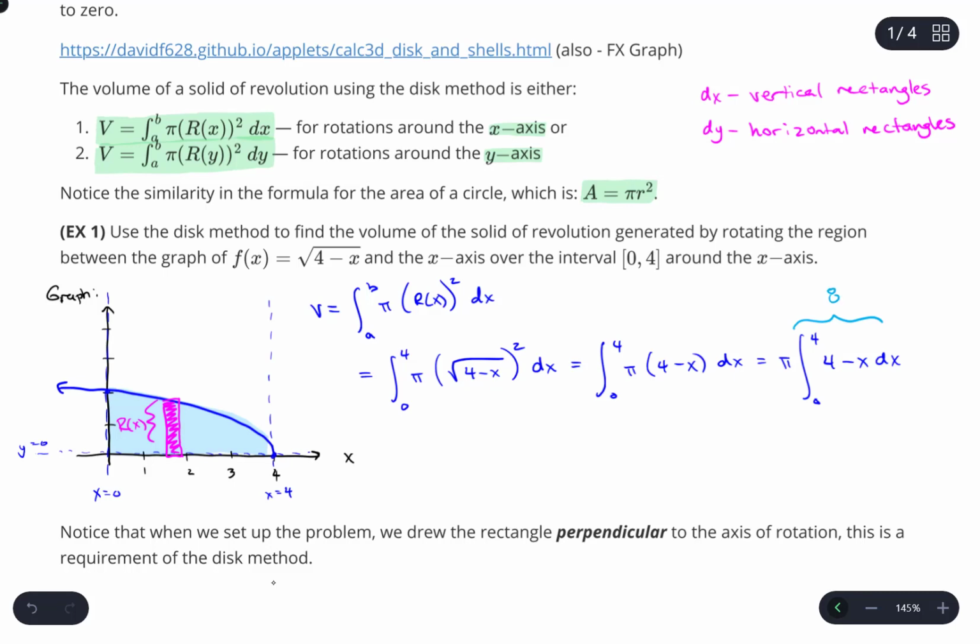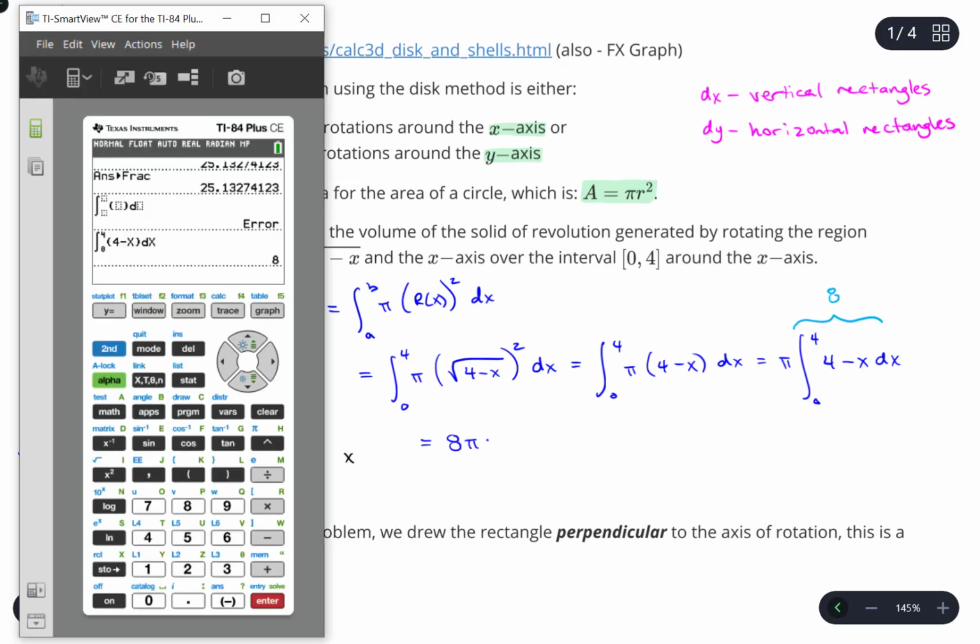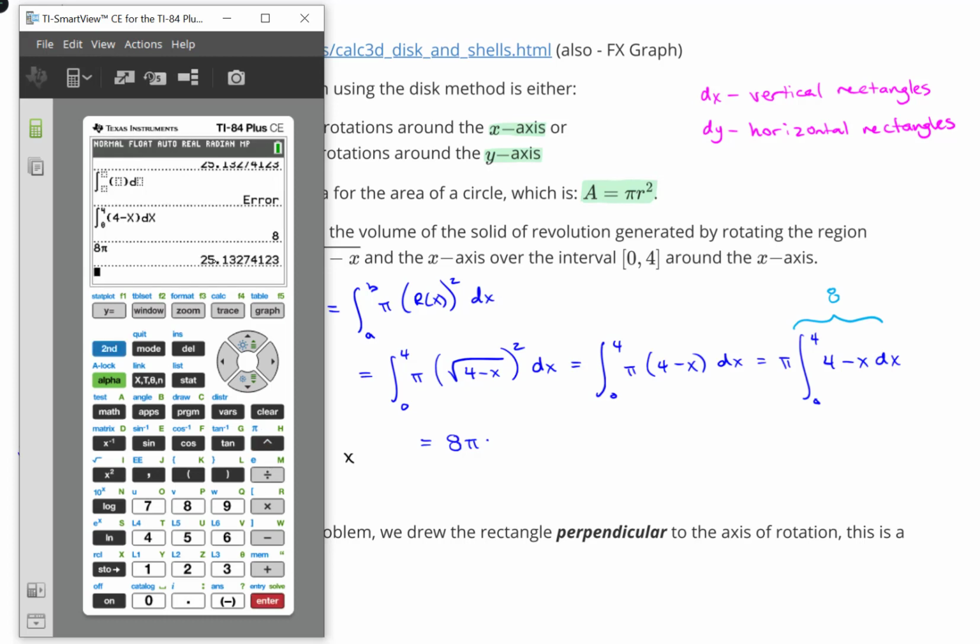So essentially, I have pi times 8, or 8 pi, which is the same answer as I had previously. It's just now I have an exact representation of that answer. So, same result.